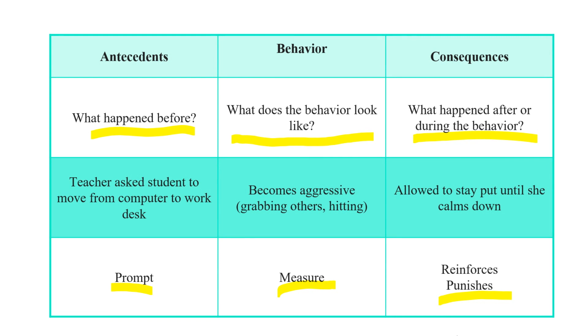So by filling out this ABC chart, we can look at the environment and say, hey, we're not going to focus so much on what the actual behaviors are, but that the consequence could be reinforcing the behavior, and therefore the behavior is likely to happen again, because in this example, the client was allowed to stay put until she calmed down. Okay, if behavior works for us, we're likely to do it in the future.